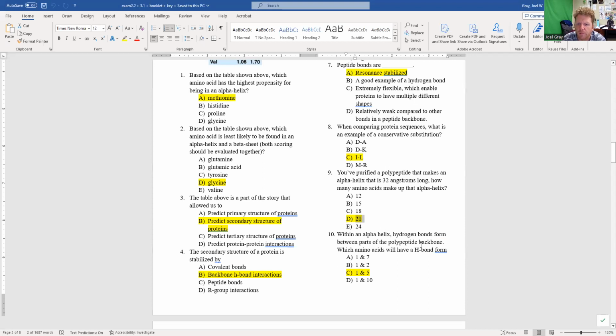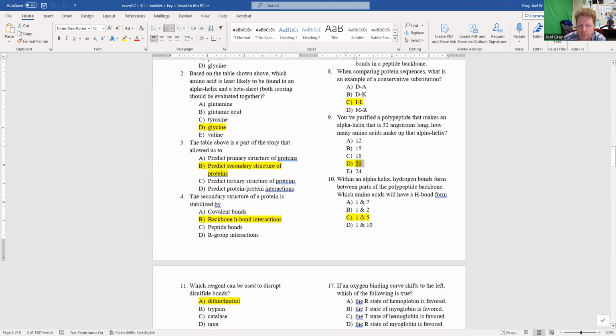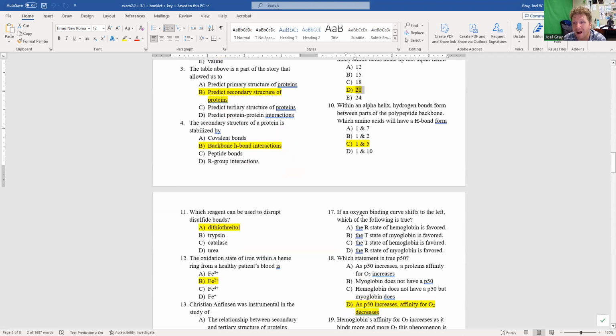form between parts of the polypeptide backbone. Which amino acids will have a hydrogen bond form? Well, 1 and 2, 1 and 7, 1 and 5, and 1 and 10. The answer is C. The backbones of residue number 1 and residue number 5, or i and i plus 4. That's your best combination.